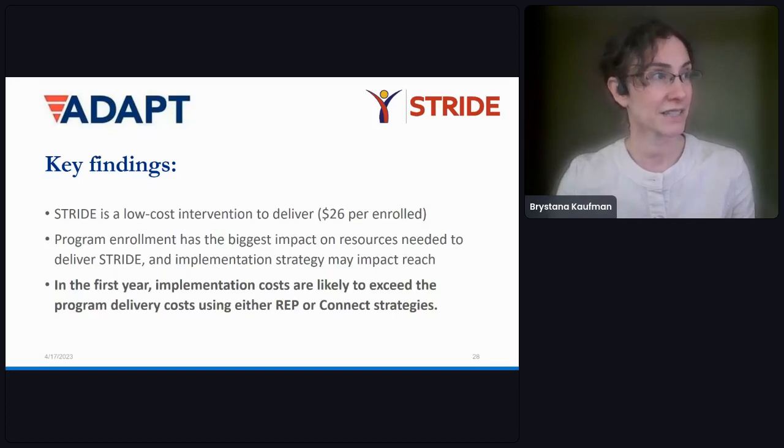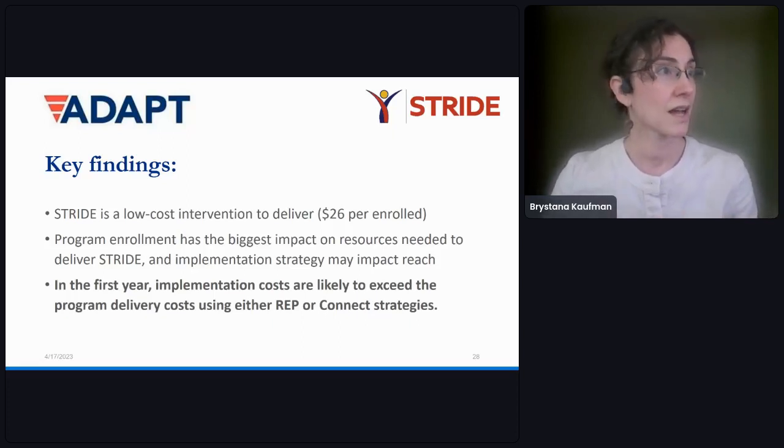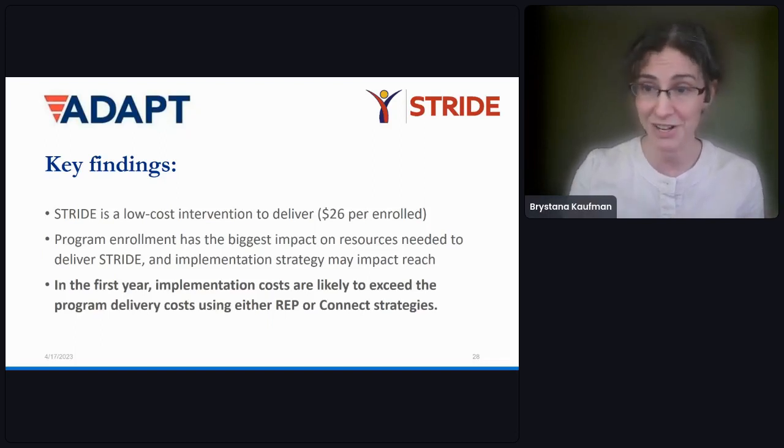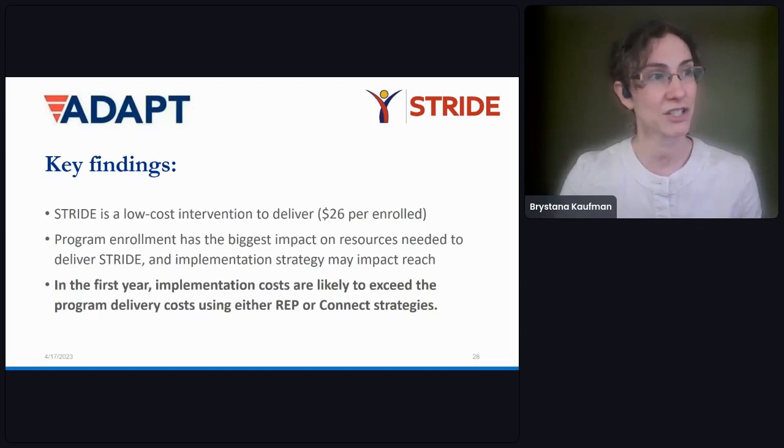And so our key findings were that STRIDE is a low-cost intervention to deliver. So if we just look at the delivery cost, we estimated $26 per enrolled participant, so per veteran who gets those walks in the hospitalization. And the program enrollment has the biggest impact on resources needed to deliver STRIDE, which makes sense. The more people you're trying to help, the more it will cost. And the implementation strategy, that decision might impact the reach or enrollment, or the number of people who benefit.